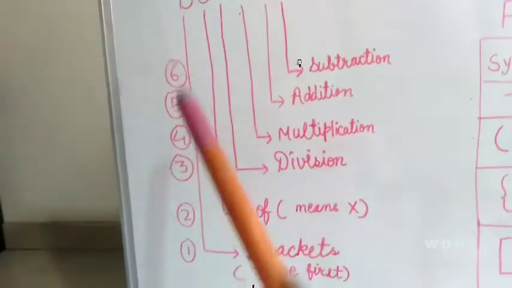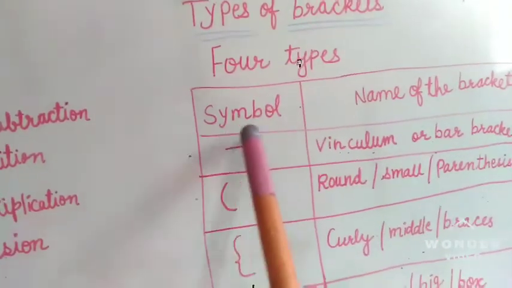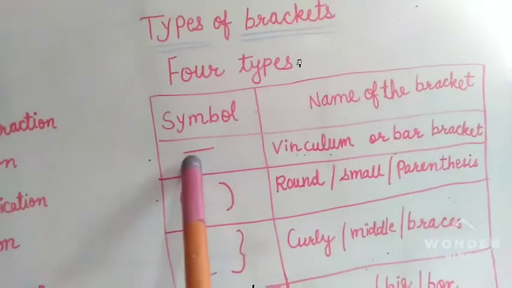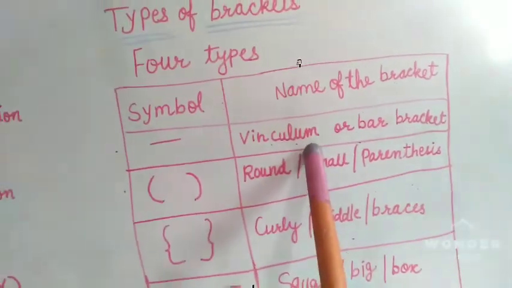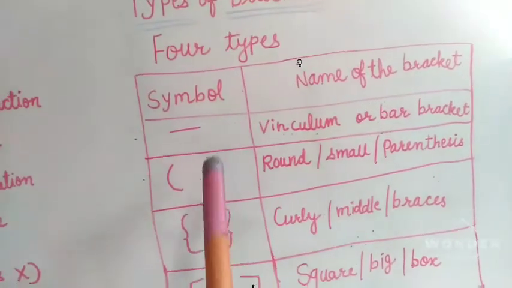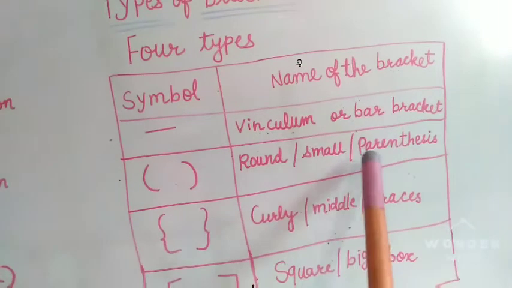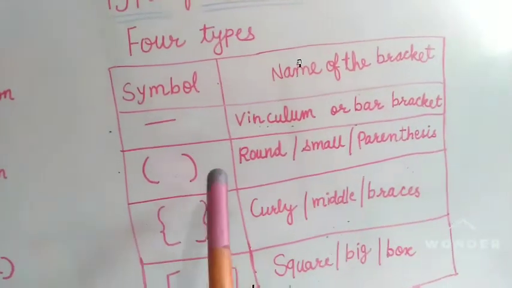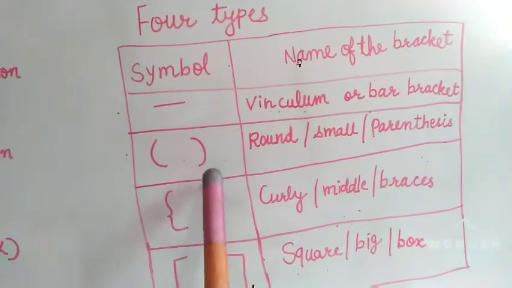Now when we are talking about bracket, mainly there are four types of bracket. Here the symbols are shown and the name of the bracket is written. This bar, this is a line, is called vinculum or bar bracket. Second, this is round bracket, small bracket or parenthesis. Out of the three, any one name you can use for it.